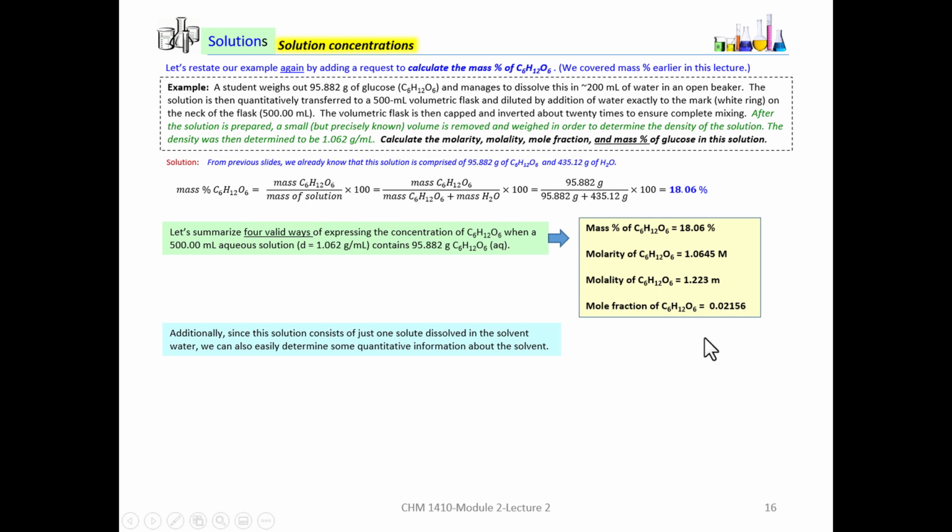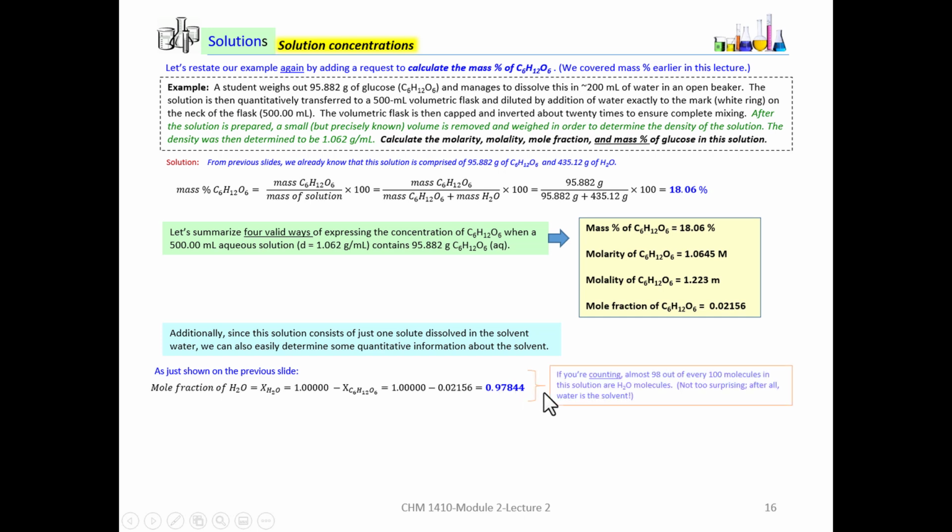Now additionally, since this solution consists of just one solute dissolved in the solvent, water, we can also easily determine some quantitative information about the solvent. So as shown on the previous example, the mole fraction of water is 0.97844. So if you're counting things in the solution, this mole fraction means that almost 98 out of every 100 molecules you come across in the solution are water molecules. Only about 2 out of every 100 would be glucose molecules.